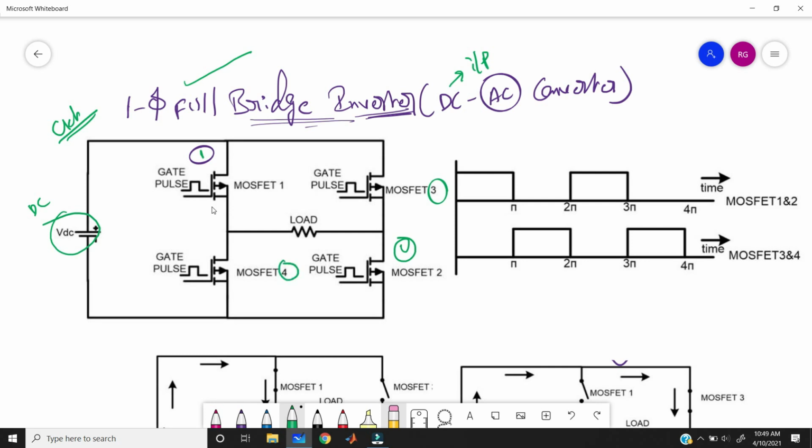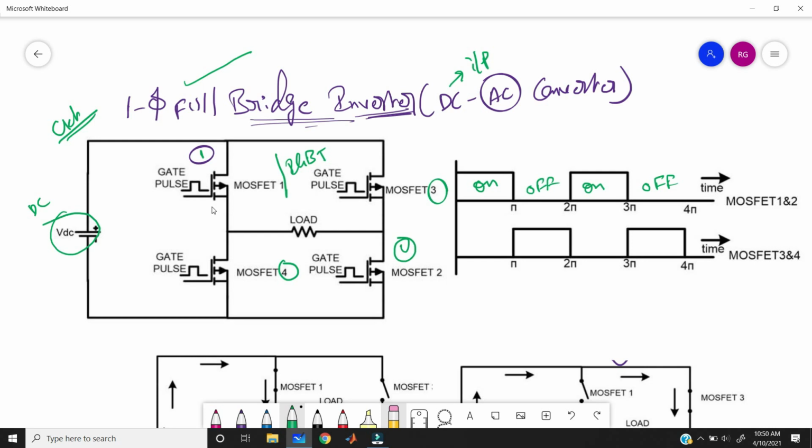Here you can take any switches, either MOSFET or IGBT. But we can take only a controllable switch. Controllable means what? We can turn on the switch and we can turn off the switch, and we can turn on the switch again and turn it off again. So take that controllable switch only, either MOSFET or IGBT.